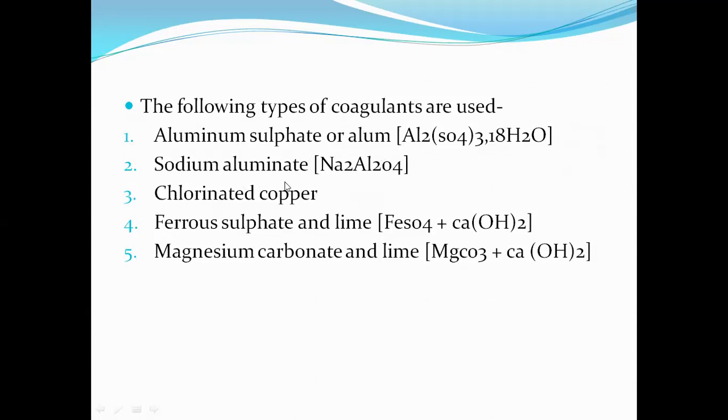Then second is sodium aluminate. The second coagulant is sodium aluminate, Na2Al2O4. Then third is chlorinated copper. Chlorinated copper is also used for the coagulation process. Then ferrous sulfate and lime, FeSO4 plus Ca(OH)2. Then magnesium carbonate and lime, MgCO3 plus Ca(OH)2. These five are the common coagulants which can be used for the coagulation process.